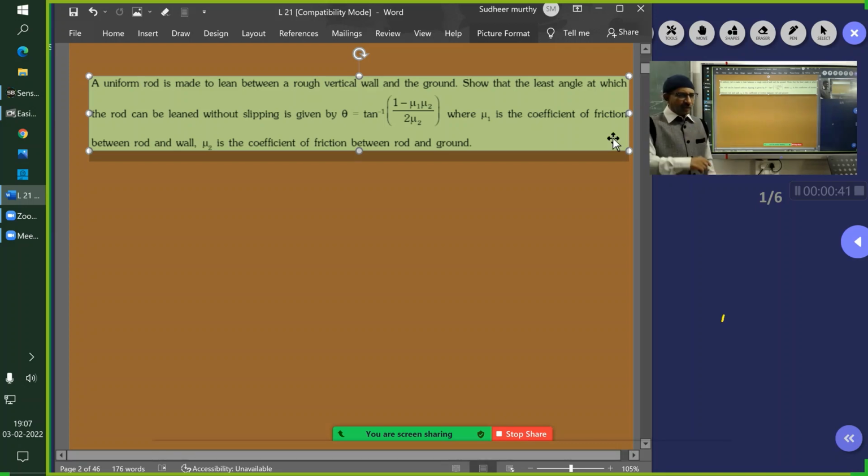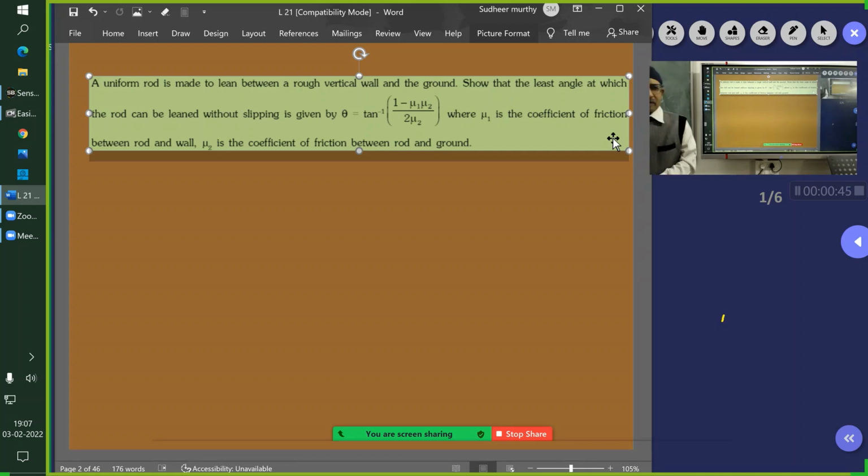First take the wall, take the ground, draw a lateral view and show all the forces, and say it is in equilibrium. It automatically will get the answer. You should not worry. A ladder is there, it is leaning. That's all. Write all the forces.